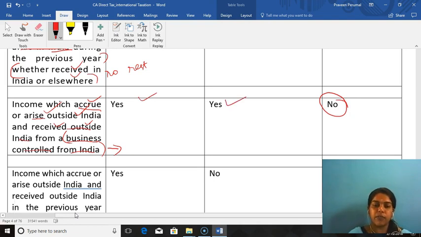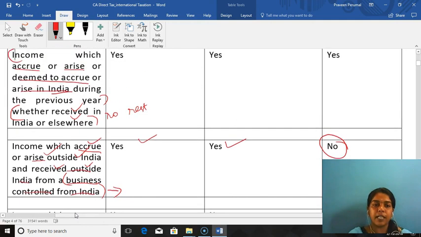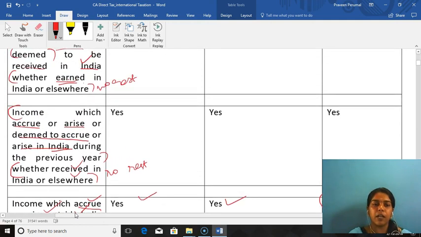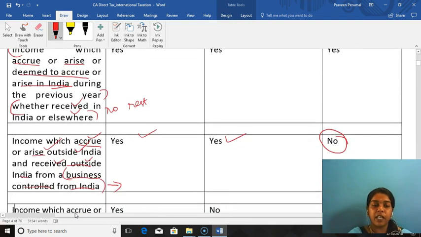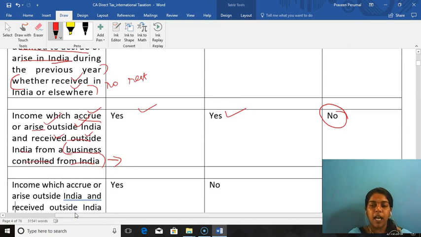So here, only in the first two cases, whether the receipt is in India or elsewhere, or earning is in India or elsewhere, or income which is deemed to accrue outside India, in all the cases everything is the same. But here, with regard to business controlled from India, where the income is accruing outside India and received outside India, non-resident it is no, for others it is yes.